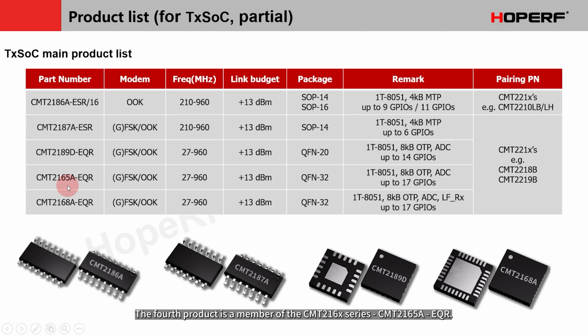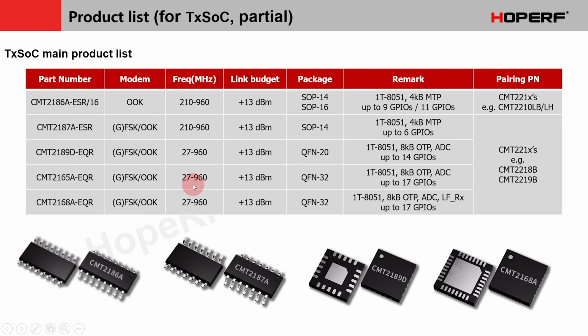The fourth product is a member of the CMT216X series, CMT2165A EQR. Similarly, it supports FSK and OOK modulation. The operating frequency range supports 27 MHz to 960 MHz. The maximum transmit power is plus 13 dBm. Packaged in QFN32. The MCU resources are the same as CMT2189D. But it supports more I/O ports, up to 17 I/O ports.